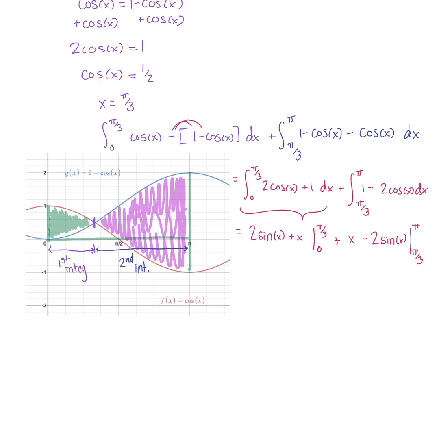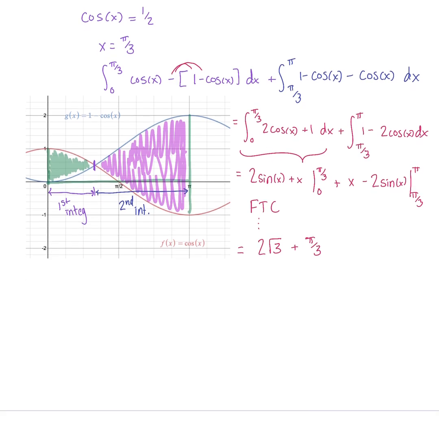I think I'll save us all of that. We'll just write fundamental theorem of calculus. And you have to do it twice, right? You've got to do the first function where you plug in pi over 3, and then minus plugging in 0. And then we have to do the second one where we plug in pi and then subtract plugging in pi over 3. And we will get 2 square root of 3 plus pi over 3.